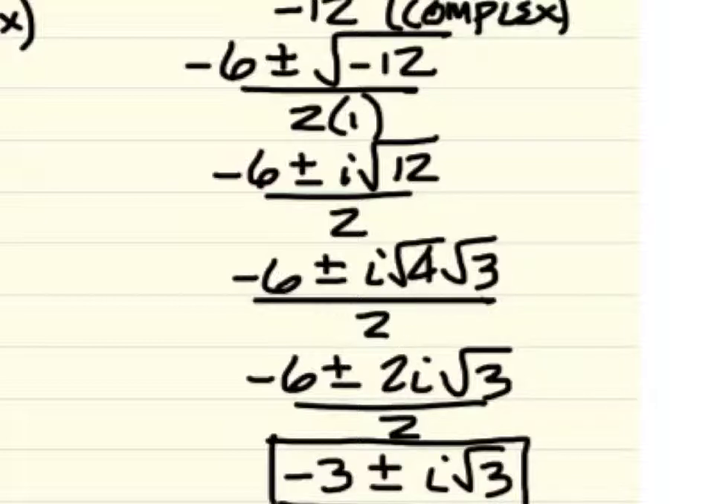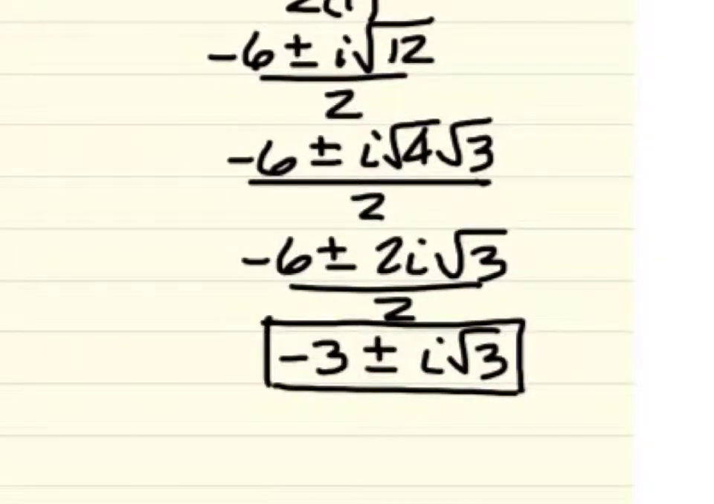And then from there, you can simplify everything. 2 goes into this, this, and this. So you can divide all 3 of these things by 2. When you divide the bottom by 2, it's just gone. That becomes a 1, so we don't write it. And divide by 2 to get a negative 3.